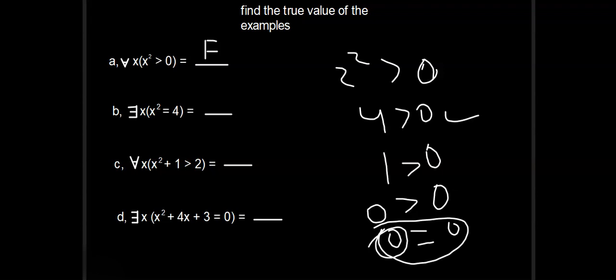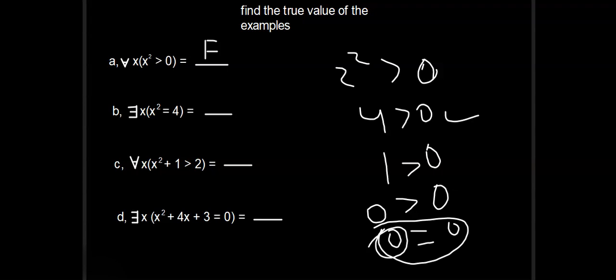The second one says, for some x, because this indicates for some, or this is the existential quantifier, so for that reason it represents some. So for some x, x raised to 2 is equal to 4. Well, it says for some x, so for that reason I have to find one thing or one number that can make my statement true.